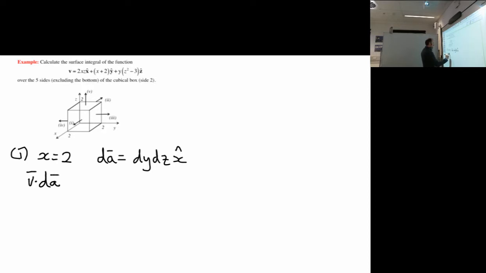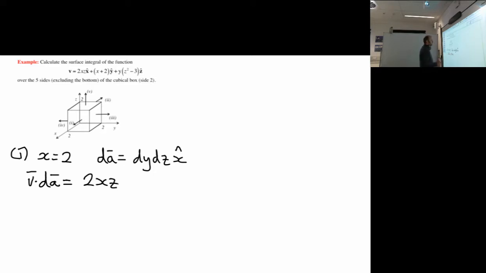Now x is constant, but y and z change, so our infinitesimal displacement area is equal to dy dz x hat, since x hat is perpendicular to that surface. So now we take the dot product of our vector v with the infinitesimal displacement area. And remember, x hat dot x hat is equal to 1, x hat dot y hat is equal to 0, and so on.